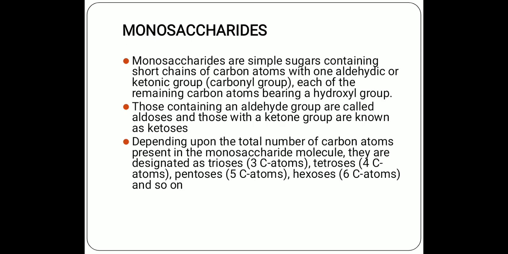Monosaccharides. Monosaccharides are simple sugars containing a short chain of carbon atoms with one aldehydic or ketone group, that is, carbonyl group, each of the remaining carbon atoms bearing a hydroxyl group. Those containing an aldehyde group are called aldoses and those containing a ketone group are called ketoses. Depending upon the total carbon atoms present in the monosaccharide molecule, they are designated as trioses, 3 carbon, tetroses, 4 carbon, pentoses, 5 carbon, hexoses, 6 carbon, and so on.